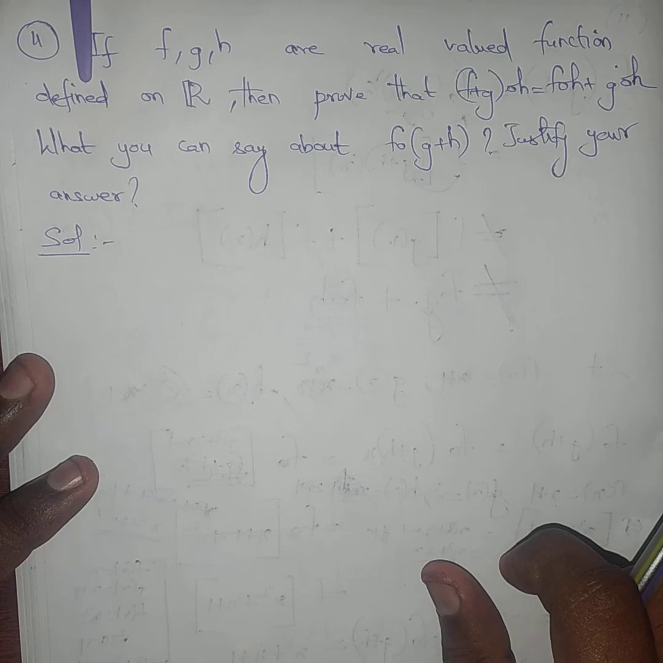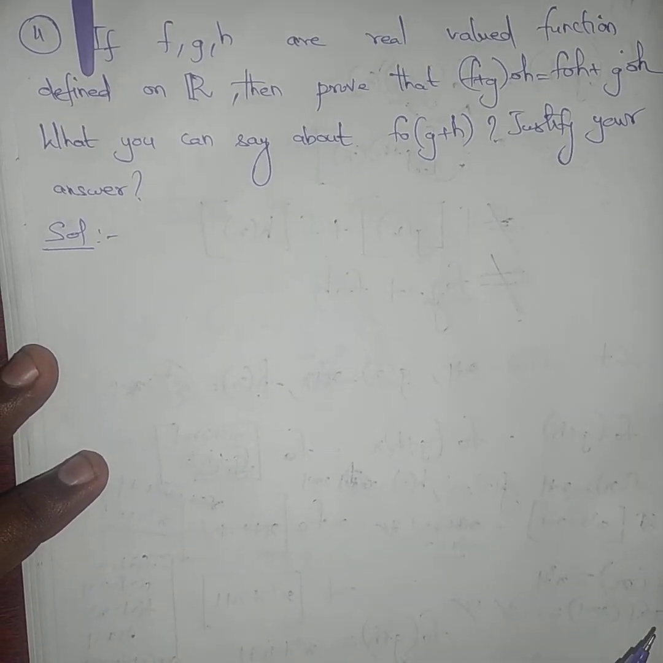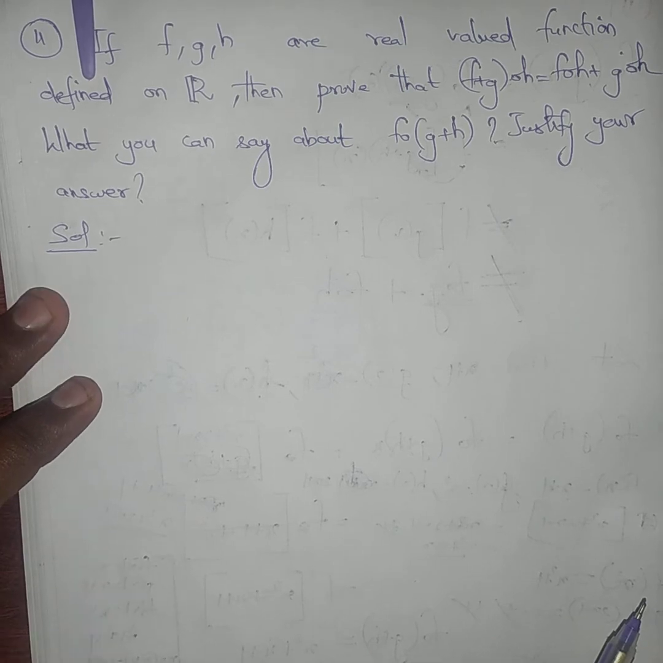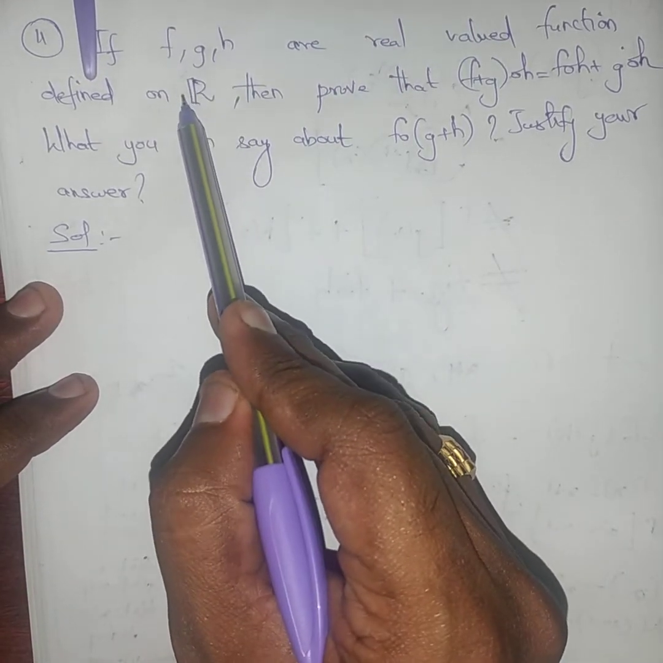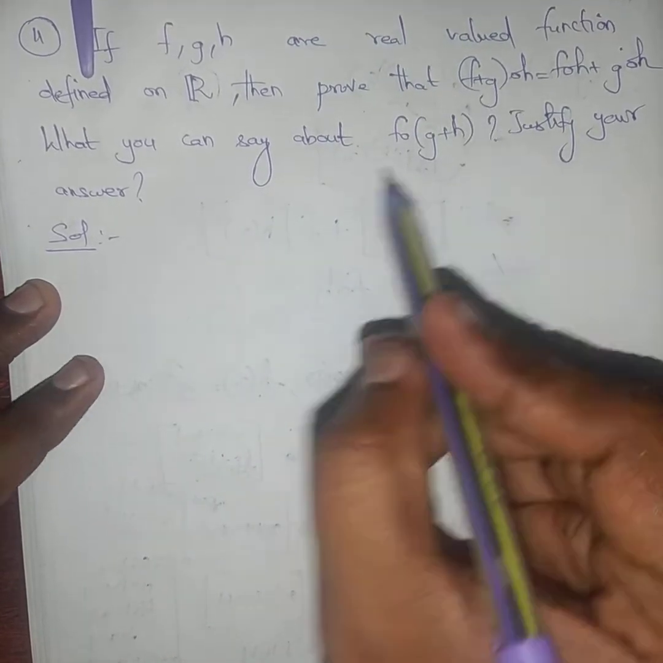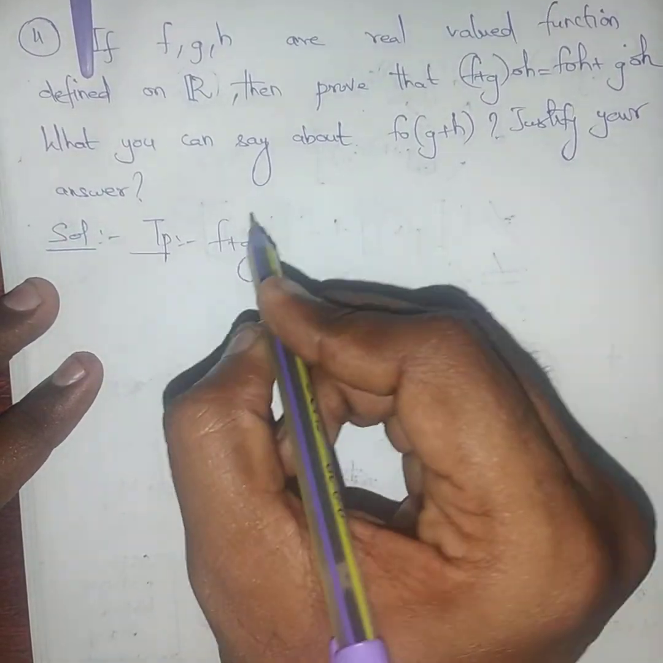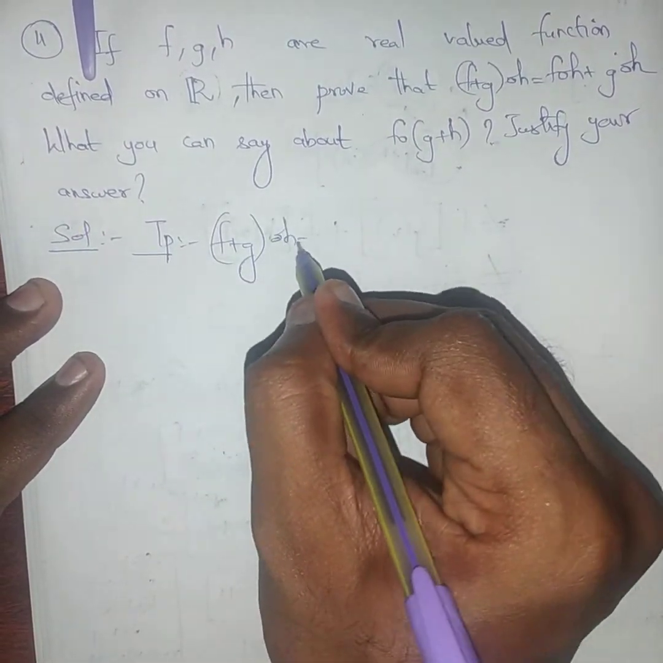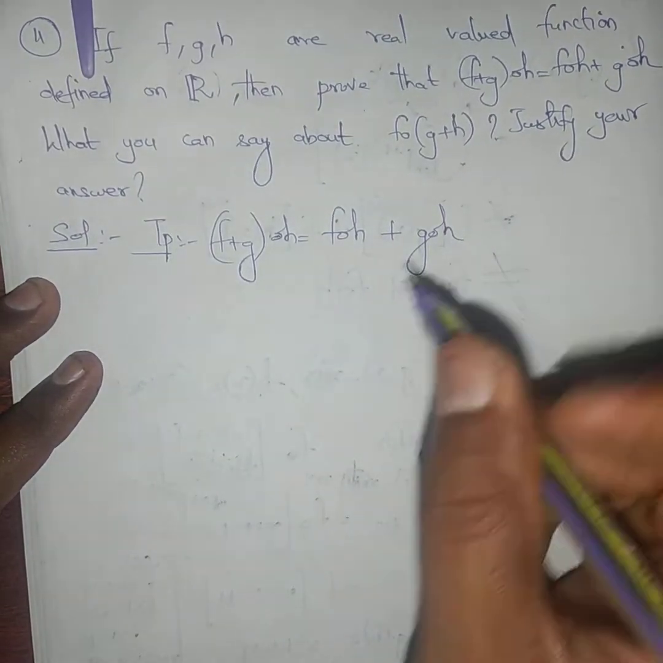Exercise 1.3, 11th sum. If f, g, h are real valued functions defined on R, then prove that (f plus g) composite h is equal to f composite h plus g composite h.